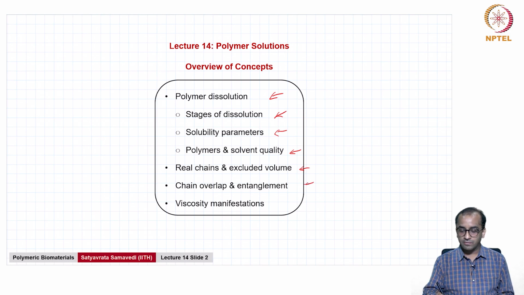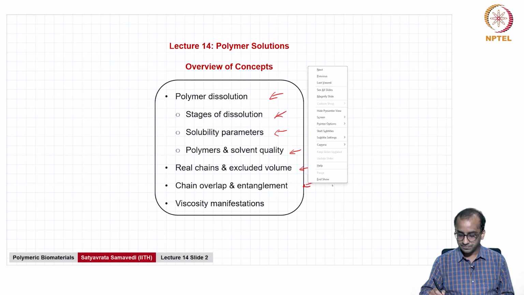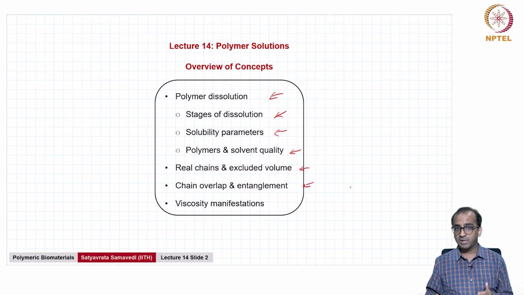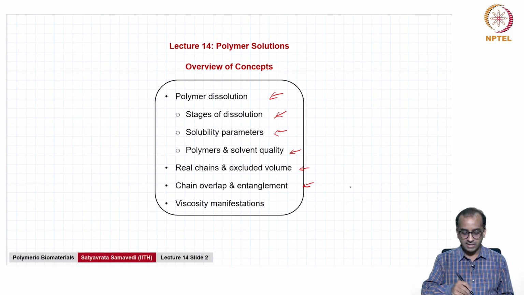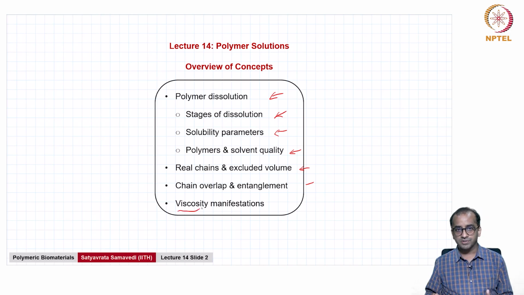And we will also look at chain overlap and entanglement. We will ask this question of what happens if you keep adding more and more polymer into a solution. And we will finally end with, as always, bulk manifestations. And that's always the theme that we are interested in, which is to ask, how do these properties ultimately affect bulk macroscopic behavior, which you can visualize.